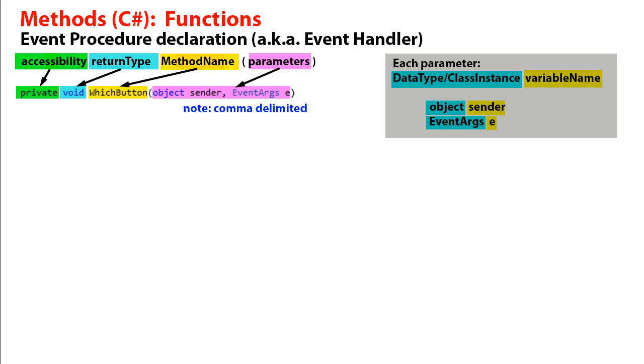Today we want to look at writing functions in C#. We've been using functions already in that we've written all of our code in event procedures, which are really a specialized type of function.